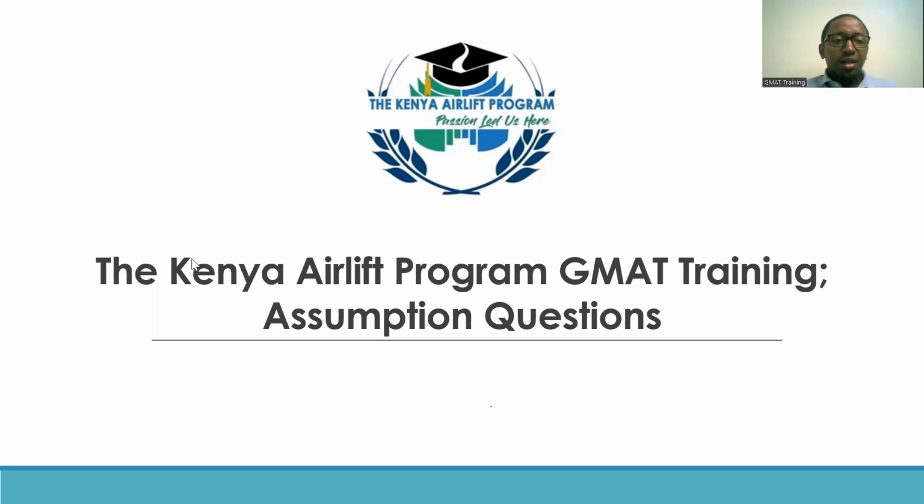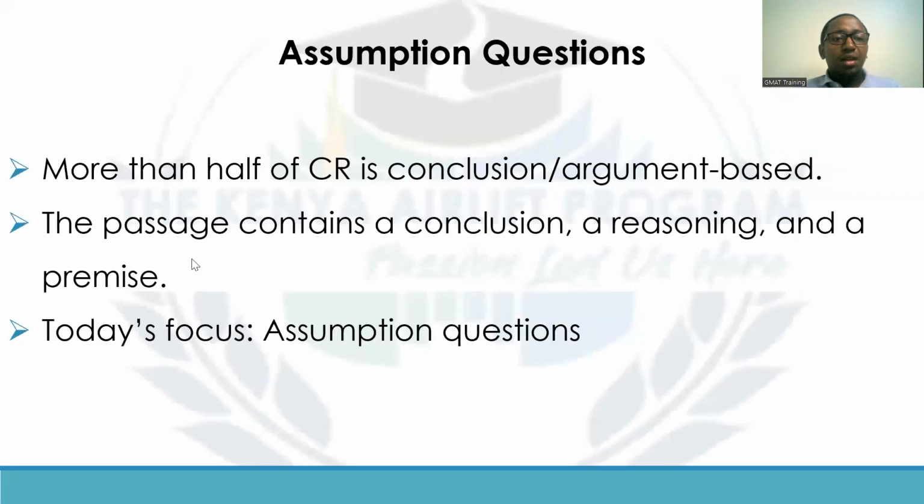So today we'll be handling assumption questions in critical reasoning. This is one of the question types that usually have a conclusion or argument, and we said that more than half of CR is conclusion or argument based. This means that the passage will contain a conclusion, a reasoning to that conclusion, and a premise or a build-up to that conclusion.